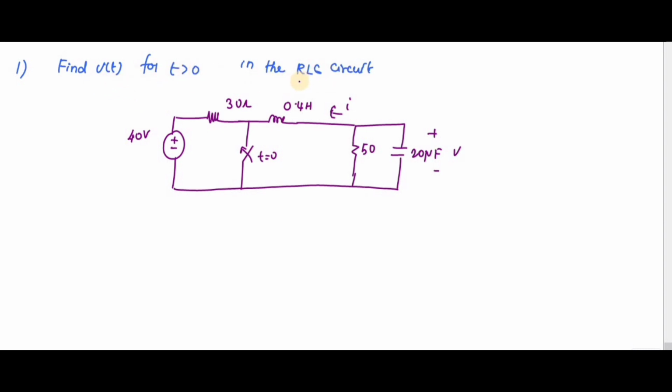In this video, we are going to discuss a problem based on an RLC circuit. Find v of t for t greater than 0 in the RLC circuit. This is the given circuit.